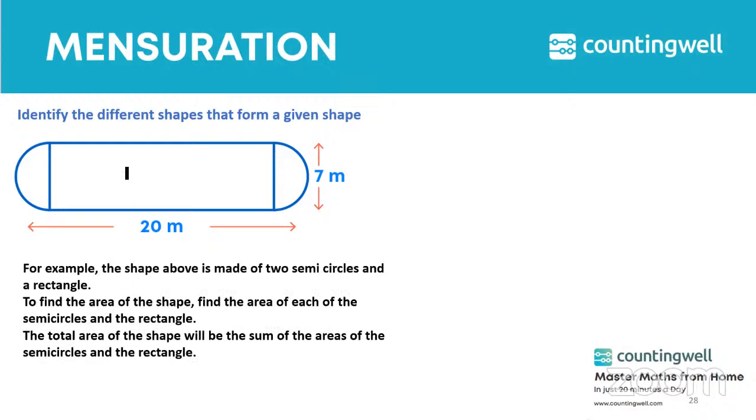For example, the shape above is made up of two semicircles. So this is one semicircle, this is the other one. And you can see here it is a rectangle. So the total area of the shape will be the sum of the areas of the semicircles and the rectangle.